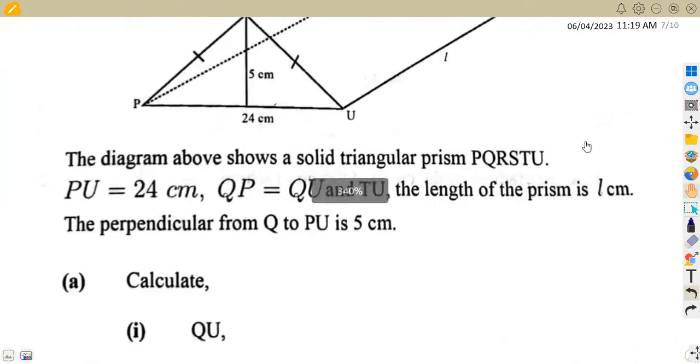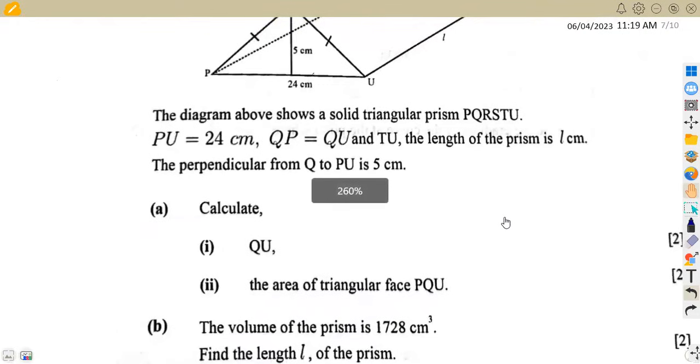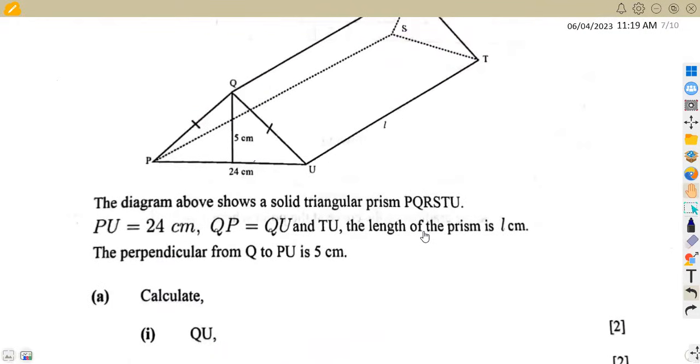The first part of our question was to calculate the length of QU. How can we obtain this length QU? From our diagram, this gives us a right angle triangle at the end. Since this is an isosceles triangle, QPU, these two sides are equal. So this is a line of symmetry at 90 degrees, and it bisects our line into two. So if it is 24, dividing by 2 gives us 12.